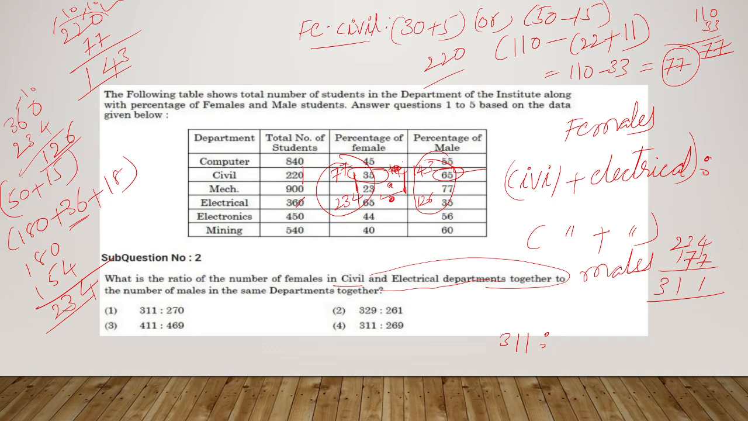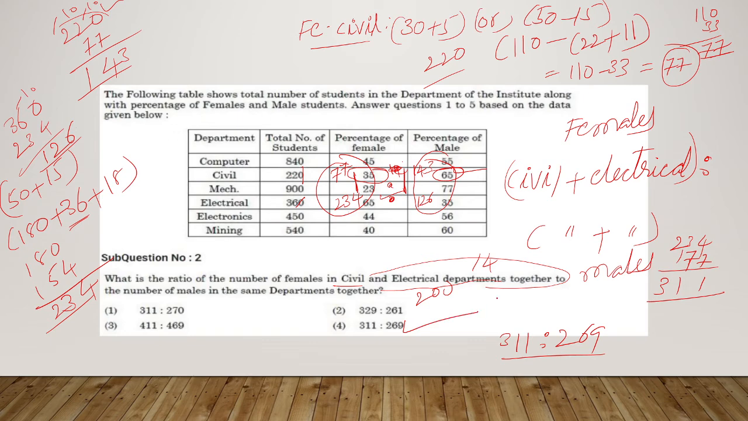11. Here 7. Yes, 311. Here 143 plus 200. Hundreds we will add first. 269. Yes, this is the right answer.